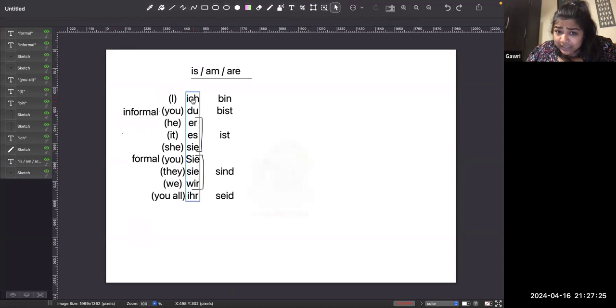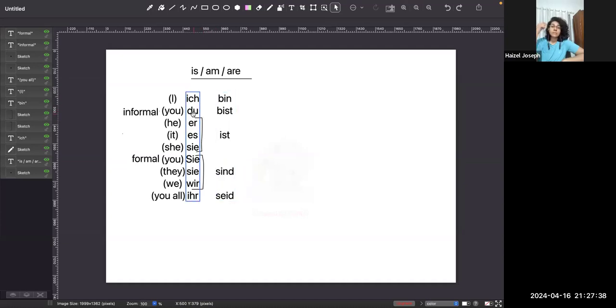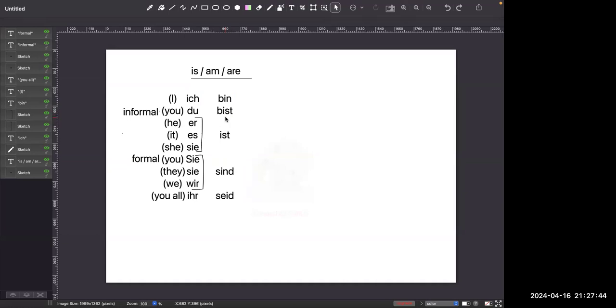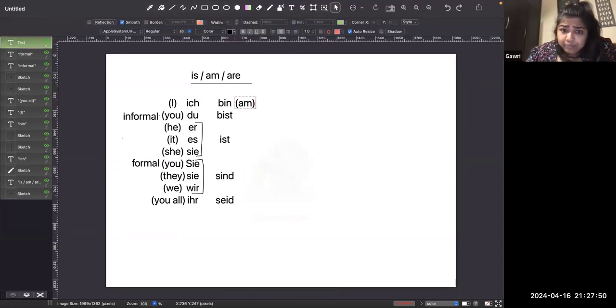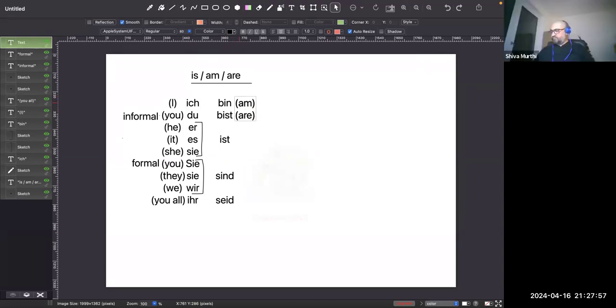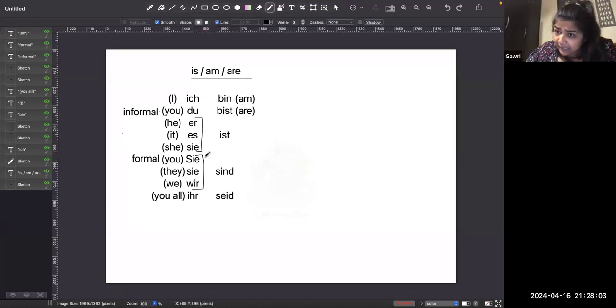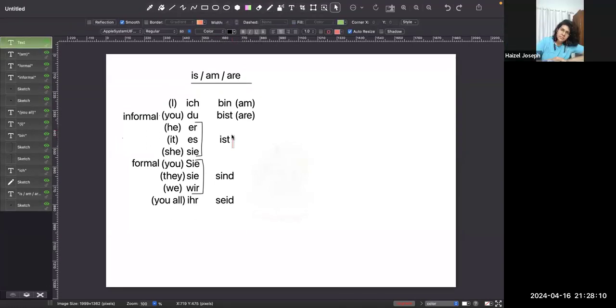Genau. So if with ich we are using bin, what will bin mean? Am. I am. With du we are using bist, so what will bist mean? You are. So let us write down the meanings. For bin, please write the meaning as am. For bist, write the meaning as are. With er, es, and sie, we are saying ist. What is this? Is. It is. He is.